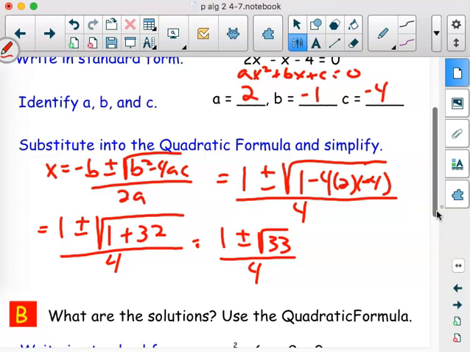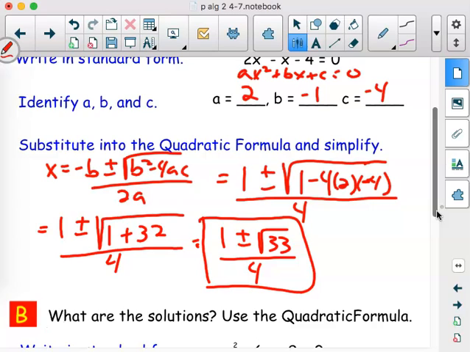And that's going to be the last step, unless we can find a perfect square that divides nicely into 33. So you pull out your little bookmark and you say, okay, 25, nope, that's not going in there. 16, nope. 9, nope. 4, nope. There's our answer, right there.